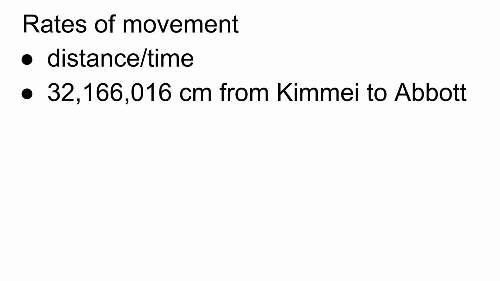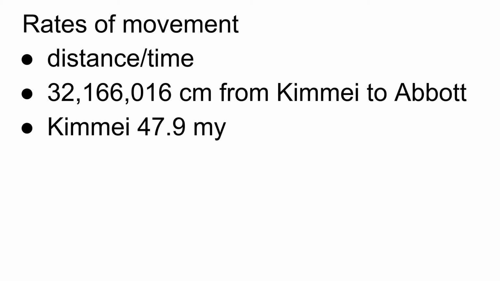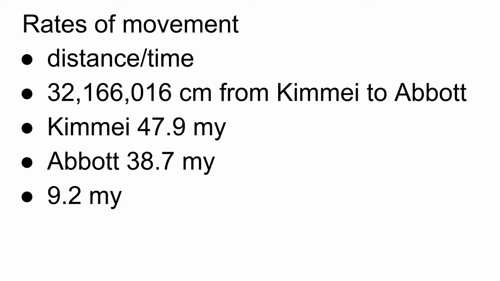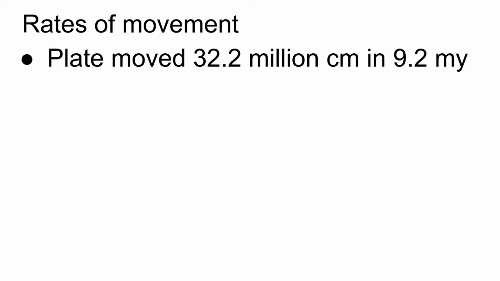So we've got the distance, 32 million centimeters. We know that the Kinmai Seamount is 47.9 million years old. Abbott Seamount is 38.7 million years old. So the difference between them is 9.2 million years. So now we're able to put this into a formula. We know that the plate moved 32.2 million centimeters in 9.2 million years.